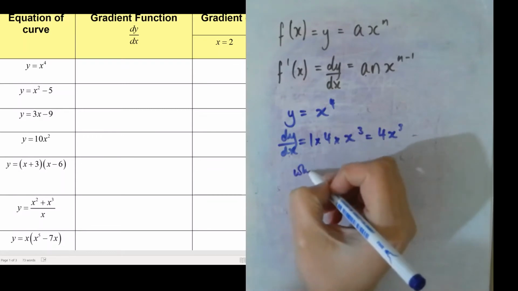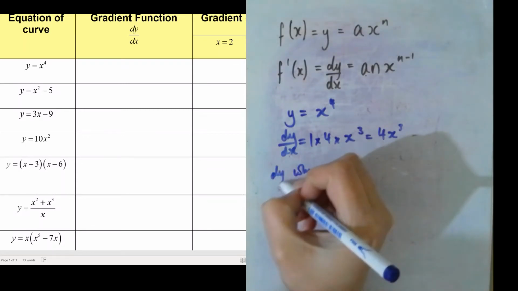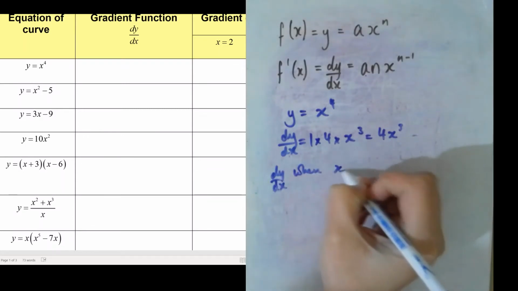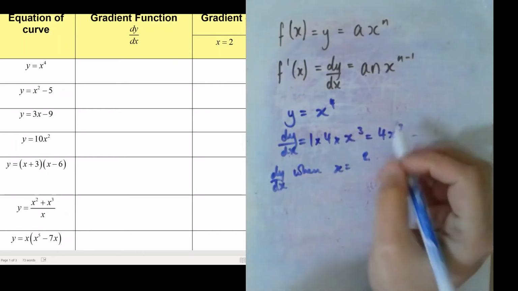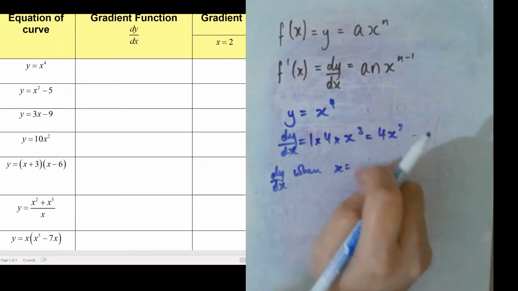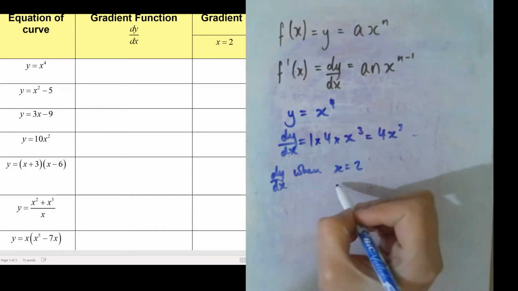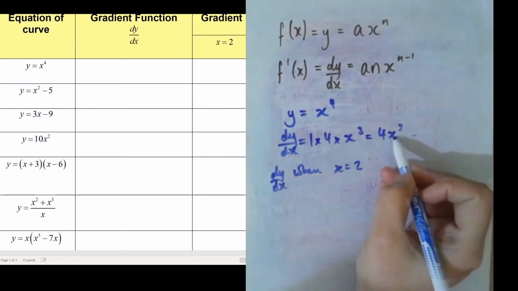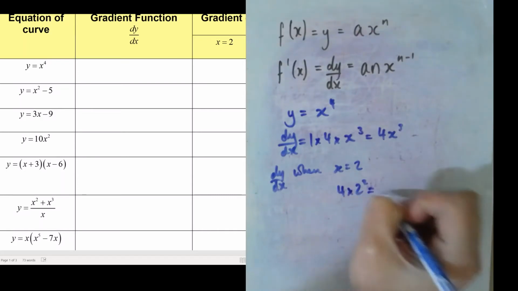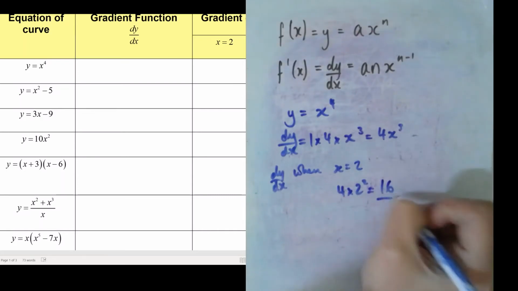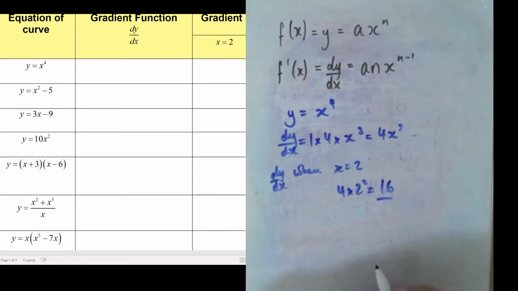Okay, and then I would say dy dx when x equals 2, which is the third column just here. So dy dx when x equals 2. So instead of x, I'm just going to put 2. So it will be 4 times 2 squared, which is 4 times 4, which is 16. Okay.